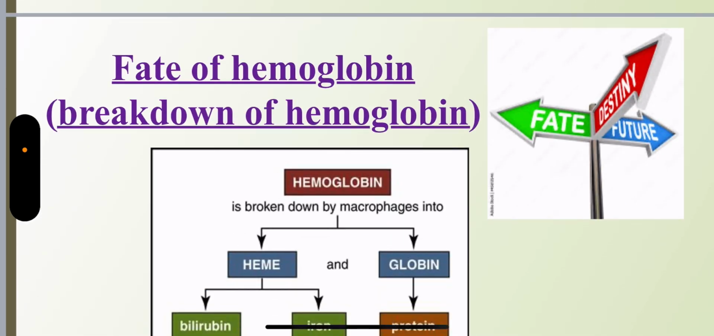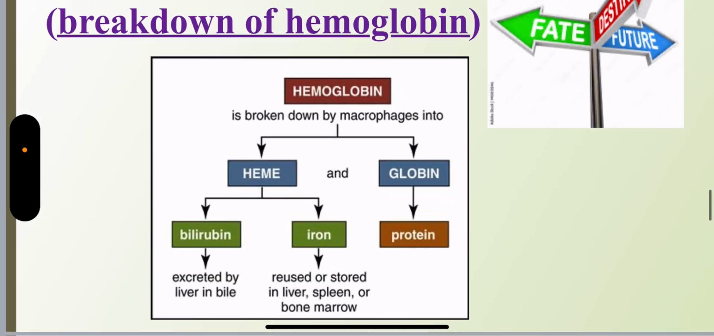Now once it is synthesized, it has to get broken down also. So what is the fate? As it is composed of heme and globin, it will be broken down to heme and globin by the macrophages. The heme part is composed of iron and porphyrin. Iron will go to the iron store to get reused or stored. The porphyrin part will be converted first to biliverdin, which is a green colored compound. That will be converted to yellow colored bilirubin, and it will be excreted out by liver and bile. The globin part, the proteinaceous part, will go to the amino acid pool.